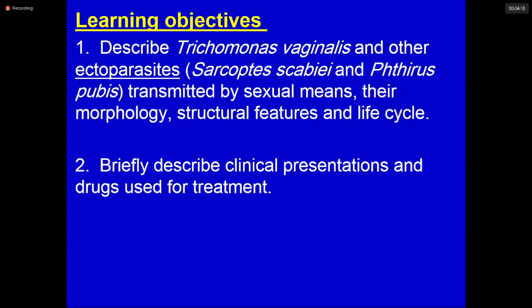We are not talking in general. We are restricted by the UGS module. We are going to speak about their morphology, structural features, and life cycle. And briefly, we are going to describe some of the clinical presentation pattern, just a few lines, and outlines of the drugs used for their treatment.